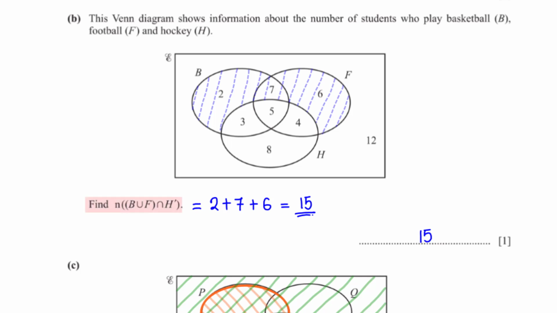Find n of (B union F) intersection H complement. In other words, we are finding the number of students in set B or F and not in set H. We've shaded this region on the Venn diagram, and the number of students is equal to 2 plus 7 plus 6, which is 15.